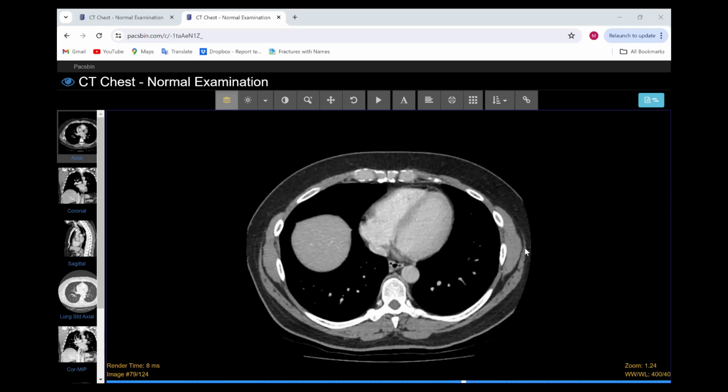Okay, Doctor, could we please elaborate more about the difference between lymph nodes and nodule again, please?